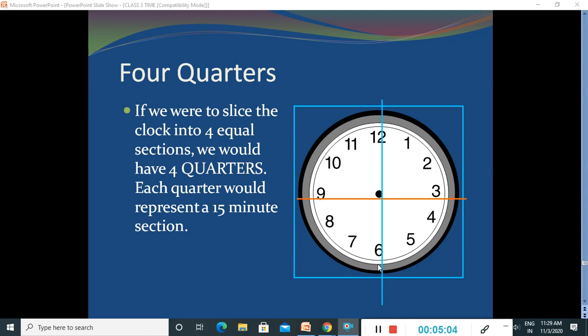Students, a clock is divided into 4 quarters. You have learned about quarter in fractions also. You can see here in this picture, the clock is divided into 4 equal parts, and you can see 1 2 3 in 1 quarter, 3 4 5 6 in 1 quarter, 7 8 9 in 1 quarter, 10 11 12 in 1 quarter. Means each quarter represents 15 minutes.